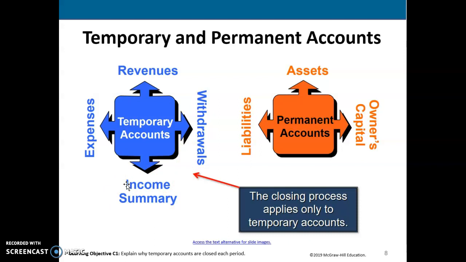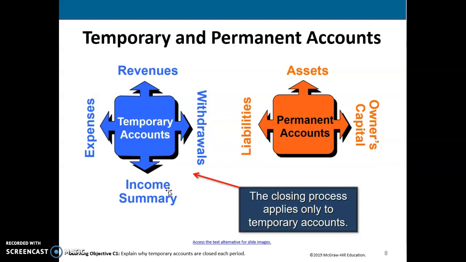So income summary is going to be used just during the closing period. It's a new account that we're going to use when we're doing closing entries. It's also temporary because we're not going to keep it open. It's just used during the closing process. So at the end of every month, we're going to be closing our revenue accounts, closing our expense accounts, closing withdrawals, and then eventually closing income summary. So because they're being closed, that's why they're called temporary accounts. They're only open temporarily, and we reset them at the end of every period.